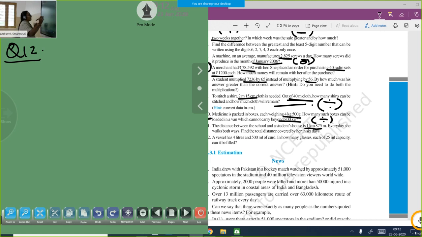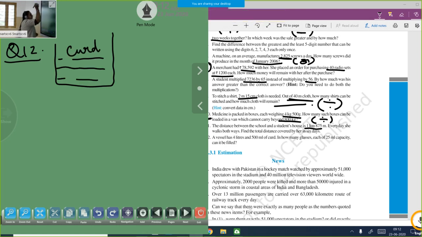That is the question. A vessel, a big vessel, has curd inside it, okay? How much curd is there? That is 4 liter 500 milliliter of curd in a big vessel, okay? That curd is taken into glasses each of 25 ml capacity. This curd is poured into glasses. Each glass has the capacity of 25 ml.